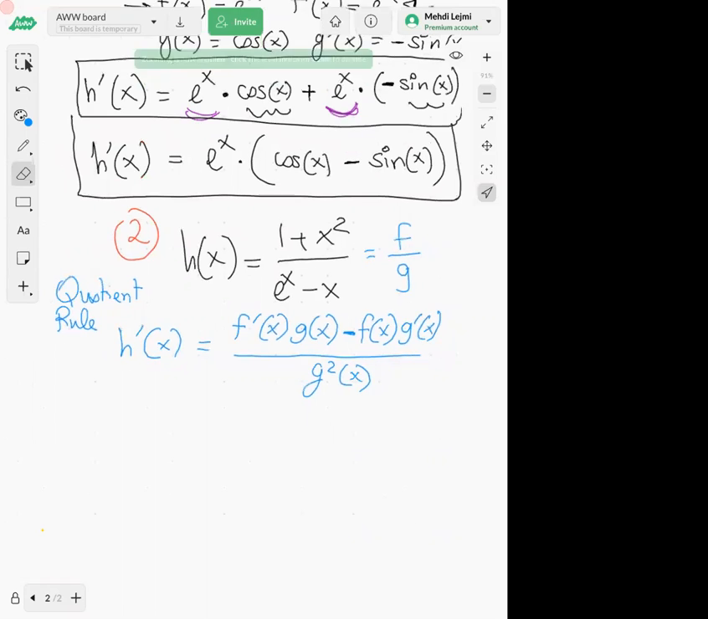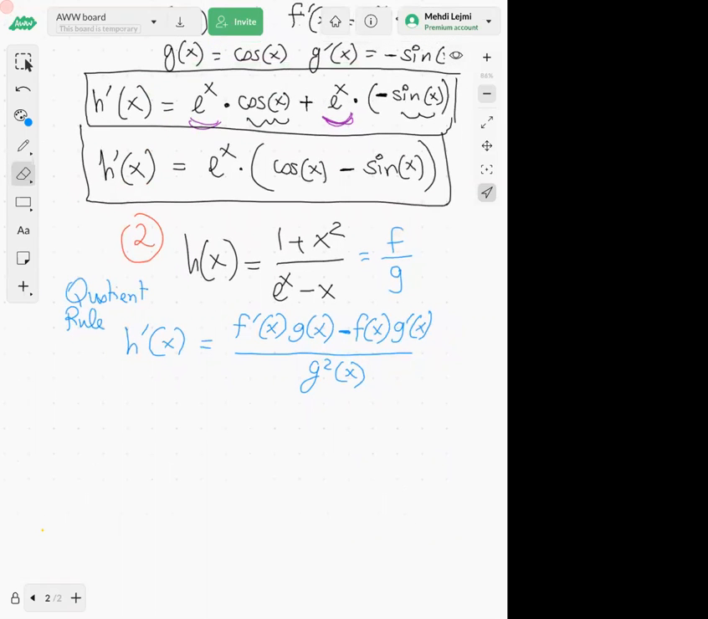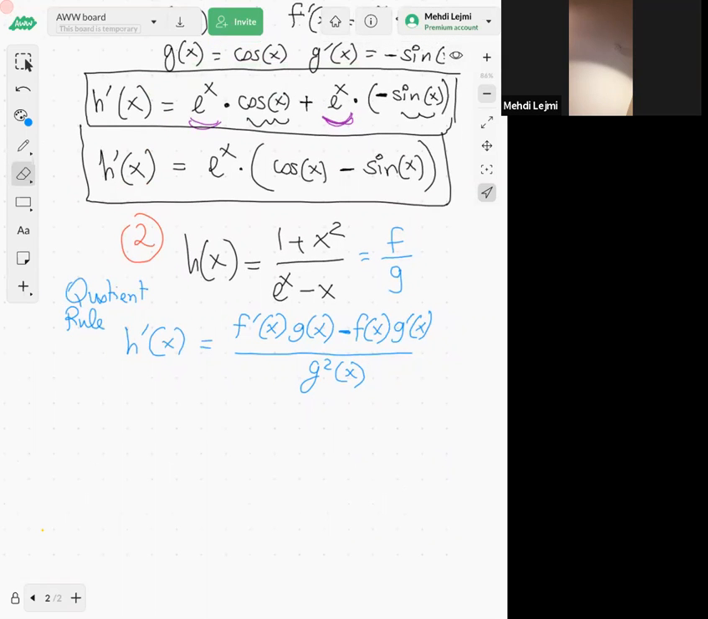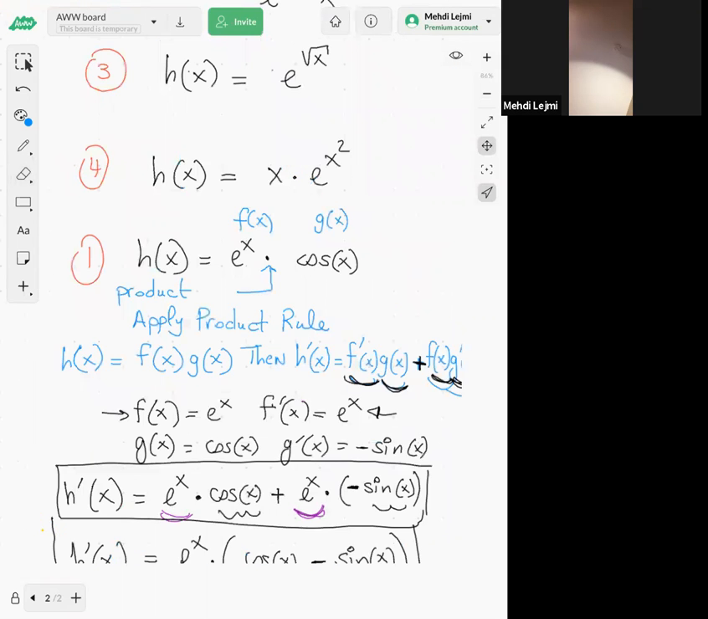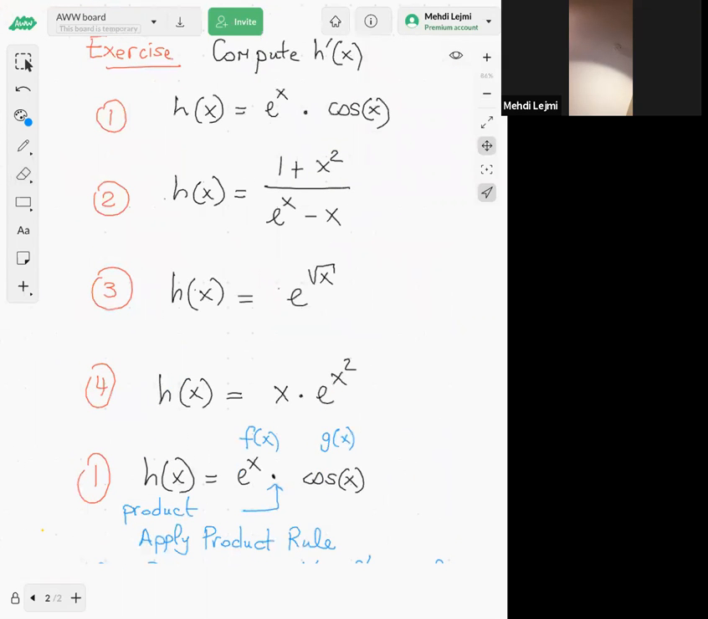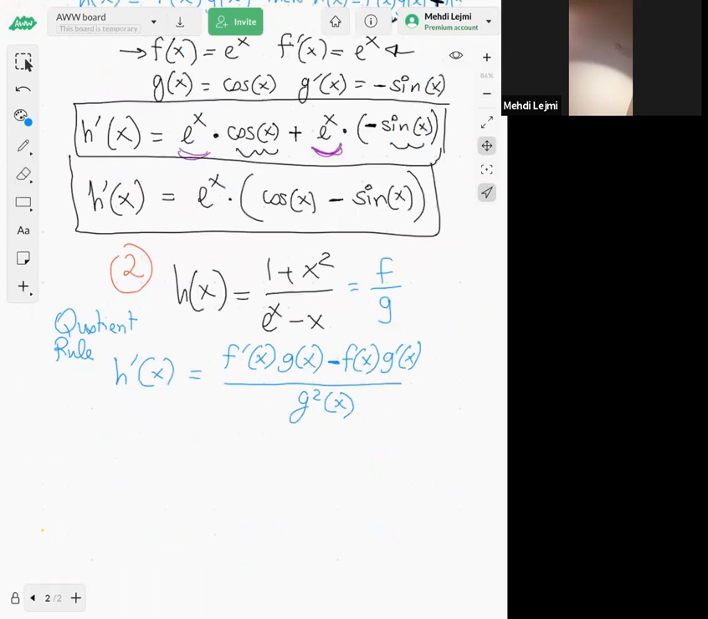Is it 2x? Okay, let me check again. Oh yeah, it's 2x. Yeah, the f prime is 2x.